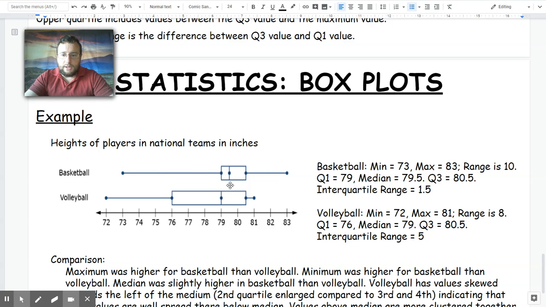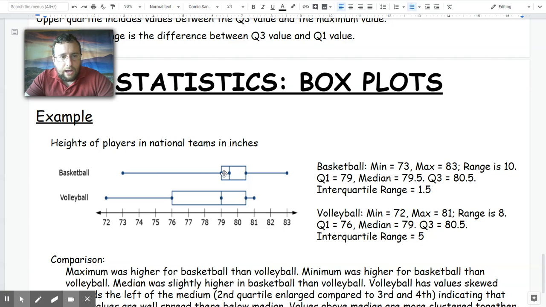Now your median is 79.5, so between 79 and 80, and your Q1 is 79, and your Q3 is at 80.5. Remembering what this means, 50% of the values are below this number, and 25% of the values are below this number. What this is telling us is that a lot of values are actually spread out across this entire whisker here.